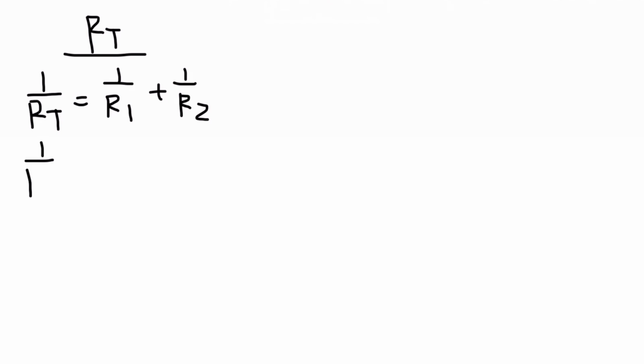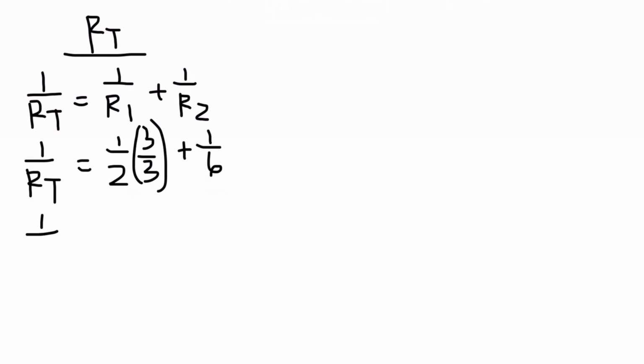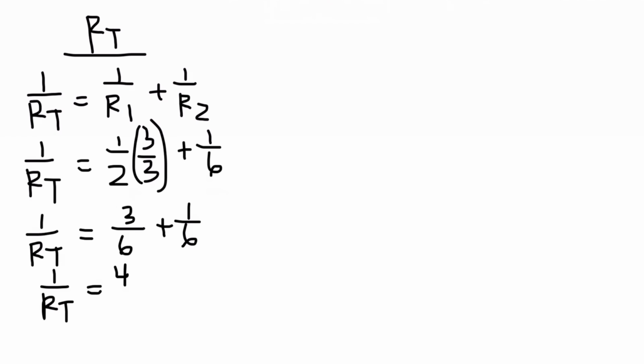So then 1 over the total resistance is going to equal 1 over 2 plus 1 over 6, because 2 and 6 were the values of the resistors that we have. In order to add fractions, you need to find a common denominator. In this case, we can use 6 as our common denominator by multiplying the first term by 3 over 3, so that it also has a denominator of 6. So we have 1 over the total resistance is equal to 3 over 6 plus 1 over 6. So now we have 1 over RT is equal to 4 over 6.